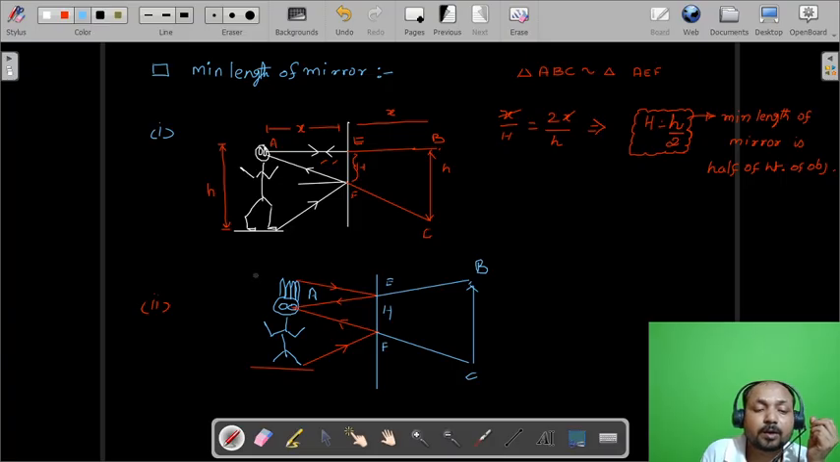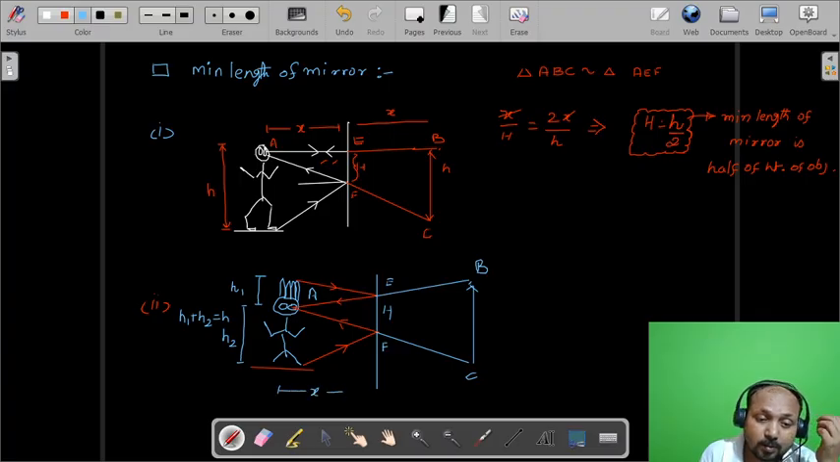Now here, let's say from the top to I it is H1, and from I to the bottom it is H2, and H1 plus H2 let's say is equal to H. Okay, here the object distance is the same as in the above case, X, and the image distance will also be X.